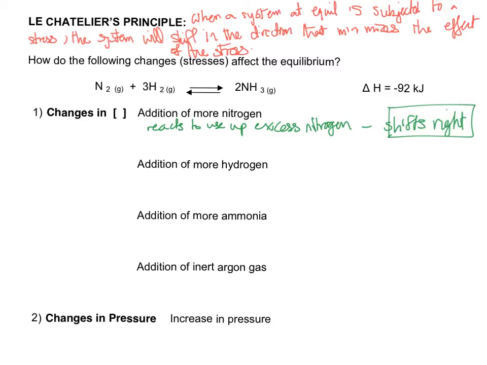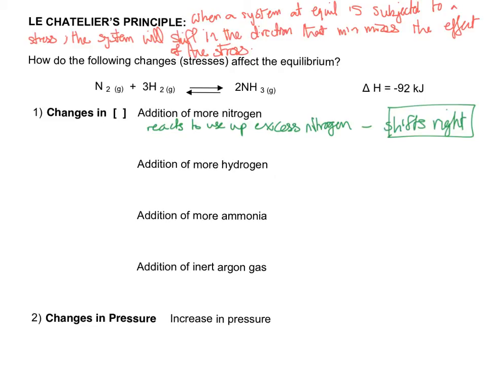Now what does that mean, that it shifts to the right? Remember that at equilibrium, the forward rate and the reverse rate are equal to each other. When it shifts right, what that means is the equilibrium is disturbed, so the rates are no longer equal to each other. When it shifts to the right, that means that the forward rate is actually faster than the reverse rate for a little while until it compensates, and then it goes back to reestablish equilibrium where the rates are equal again. All right, let's look at the next one.